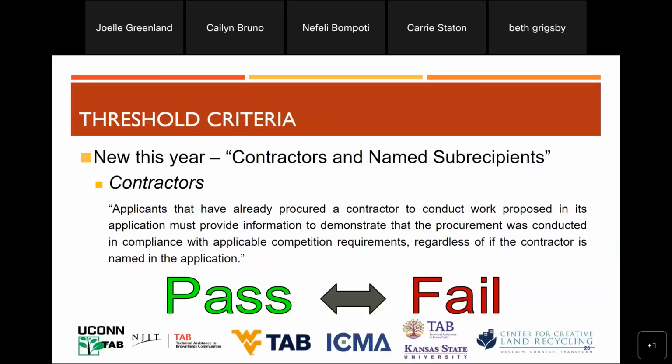First, let's talk about threshold criteria. You want to pay attention to this, which is pass or fail, and this means that they will stop reviewing if you are failing any of this criteria. And what's important to note this year is that the EPA is emphasizing that if you have procured a consultant and they're on board, named or not in your application, that consultant or contractor must have been procured via a fair competition process that's in compliance with their guidelines.